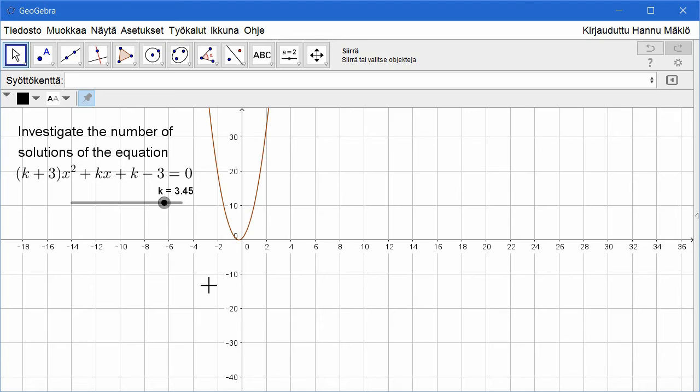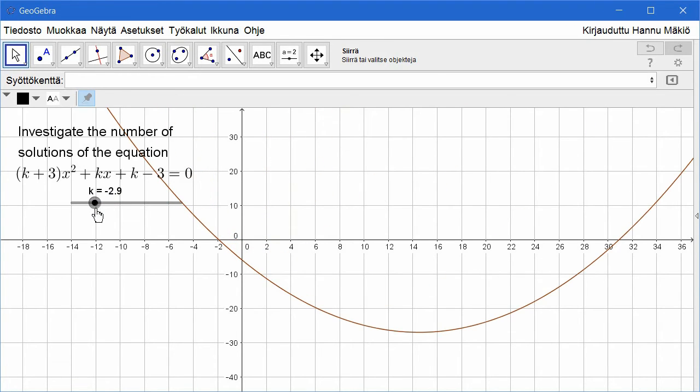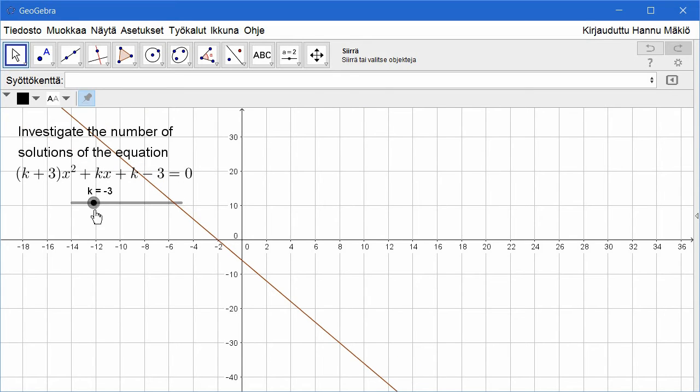Almost there. It looks like k is 3.45. There is one solution. If k is bigger than that, the graph doesn't hit the x-axis, so the equation doesn't have any solution. And from this 3.45, if k is less than that, there will be two solutions until -3. At -3, there's only one solution.